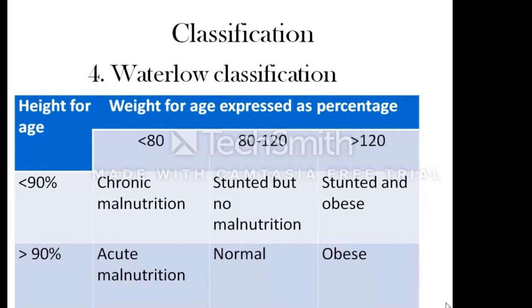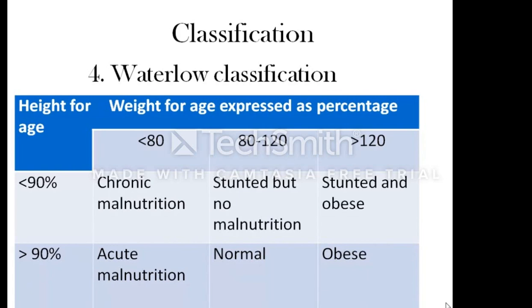If height for age is less than 90% and weight for age less than 80%, that is called chronic malnutrition. And if height for age is less than 90% and weight for age is between 80 and 120, then this fellow is stunted, with no malnutrition. If weight for age expressed as a percentage is greater than 120 and height for age is less than 90, this fellow is stunted and obese. So chronic malnutrition, stunted with no malnutrition, and the one who is stunted with obesity.